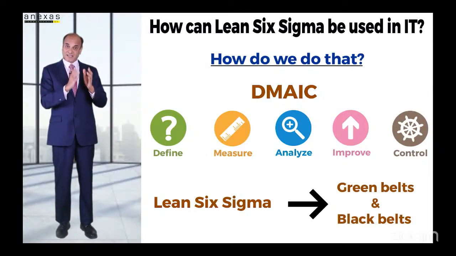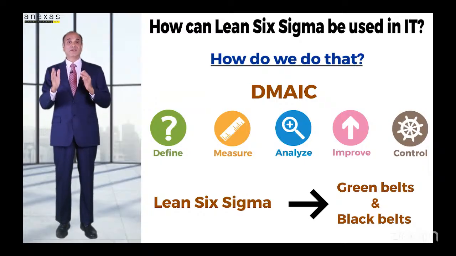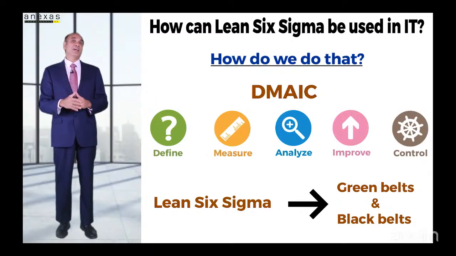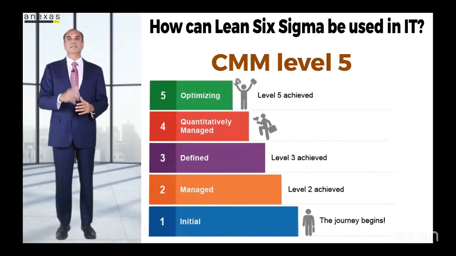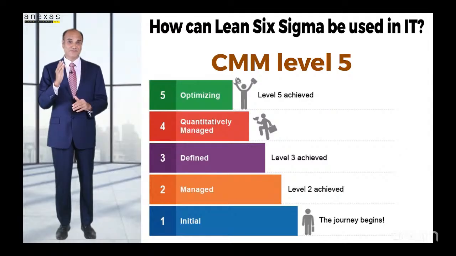So they identify the opportunities, they convert them into projects, and these employees, after applying Lean Six Sigma tools and techniques, improve the process and get certified. So it's a win-win situation. Lean Six Sigma helps to integrate process excellence in an IT organization's culture to achieve CMM level 5 too.